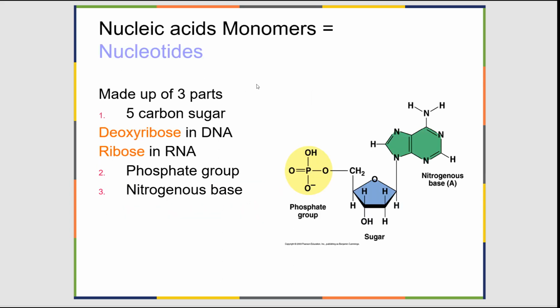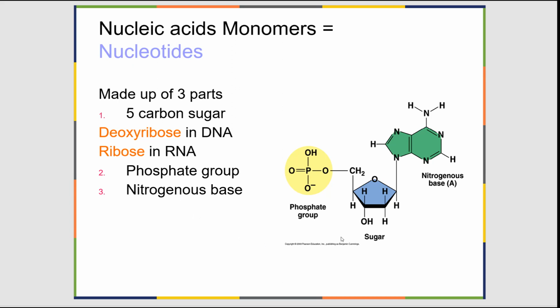So, nucleic acid monomers, the individual pieces of a nucleic acid, are the nucleotides. They are made up of 3 parts. The first part is a 5-carbon sugar. In the case of DNA, that's deoxyribose. In the case of RNA, it's ribose. And then it's made up of a phosphate group and a nitrogenous base.